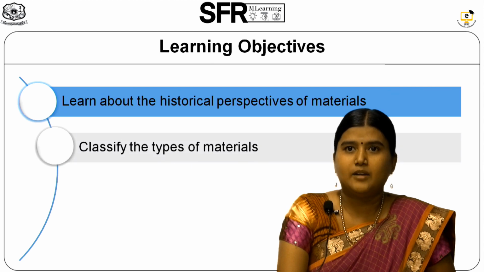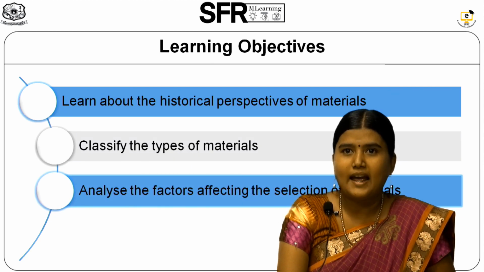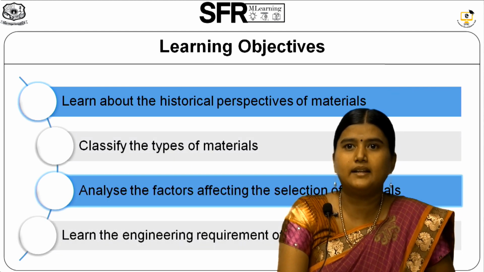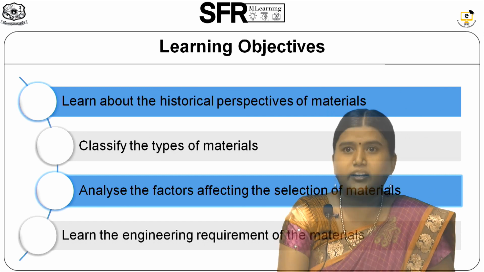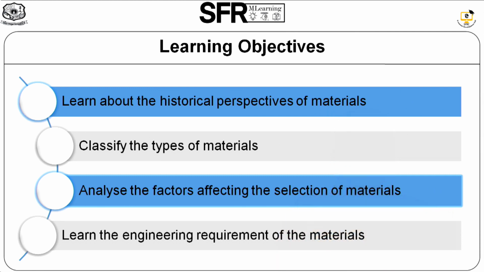These are all the learning objectives. In this topic, we are going to learn about the historical perspectives of materials. The learners will be able to classify the types of materials, analyze the factors affecting the selection of materials, and learn the engineering requirements of the materials.